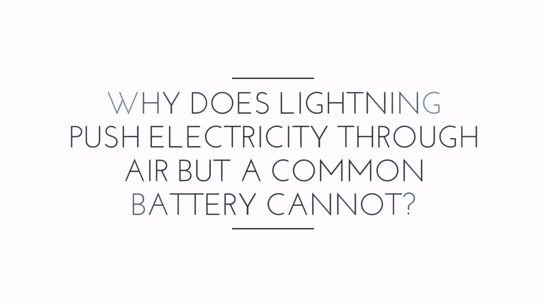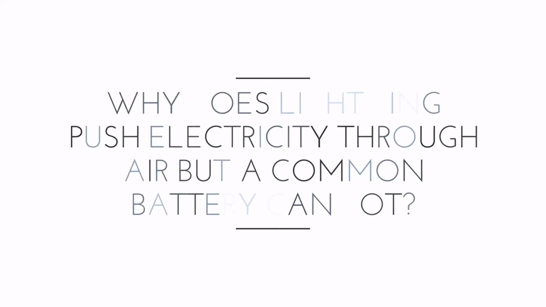Let's go to the next question. Why does lightning push electricity through air but a common battery cannot? Air is commonly regarded as an insulator of electricity, but it is a conductor and conducts negligible amounts of electricity, which is why we cannot feel the electricity in the air. For example, a lightning can have a huge amount of electricity, but only a fraction of it makes it to the ground. Why? As I've said, air is a poor conductor of electricity and conducts negligible amounts.